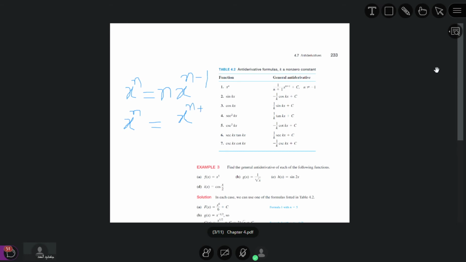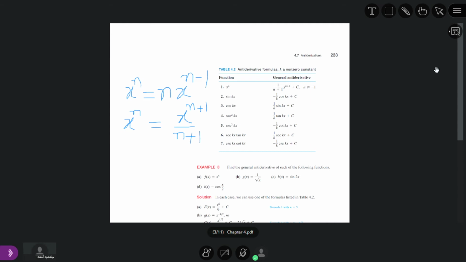Yes, n plus 1. In the derivative we subtract 1, but in the antiderivative, first of all we increase 1 in the power, then divide by the whole new power. So this is basically the rule.